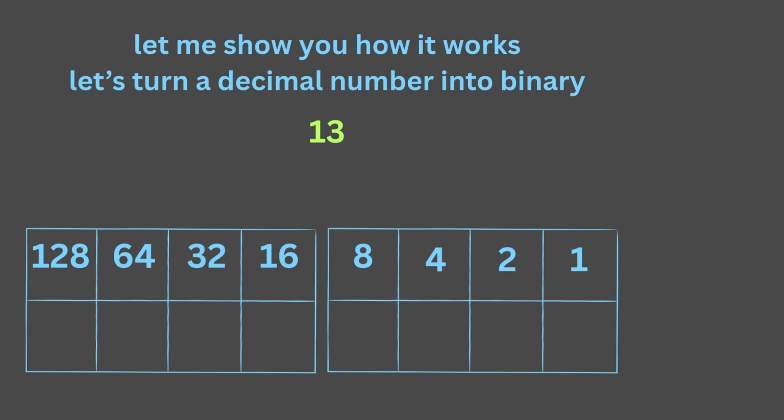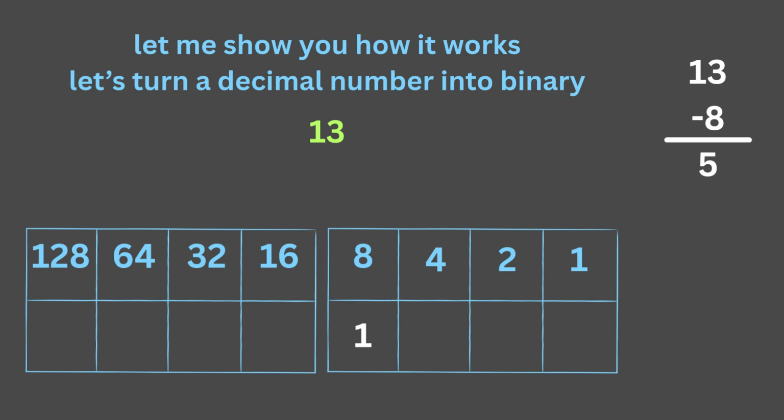Now, let's do the reverse. We will convert from decimal to binary. So let's start with the number 13. Our first step is to find the largest number that goes into 13 without going over. So I'm looking at the numbers here. 16 is too high, so let's do 8. So we'll put a 1 in the column under the 8. Now we must subtract the 8 from our original number 13, which leaves 5.